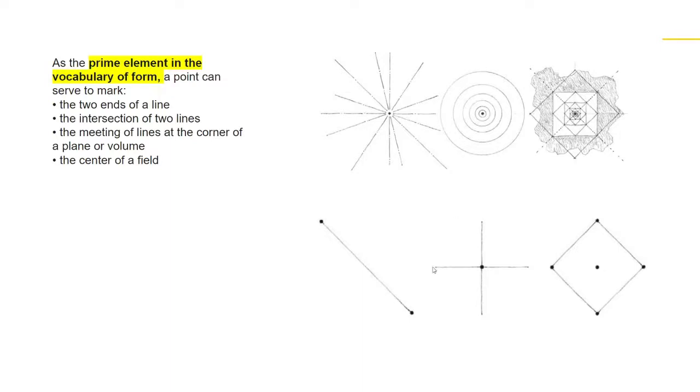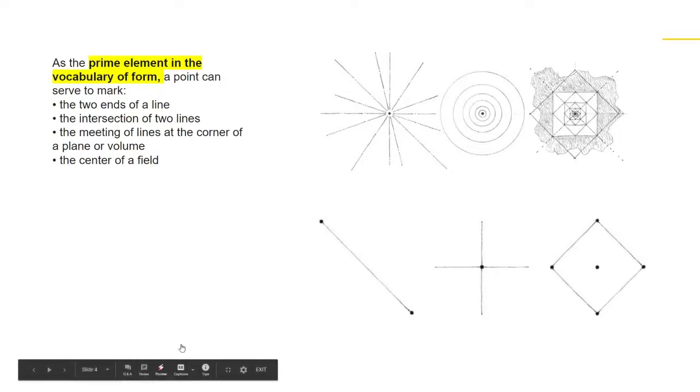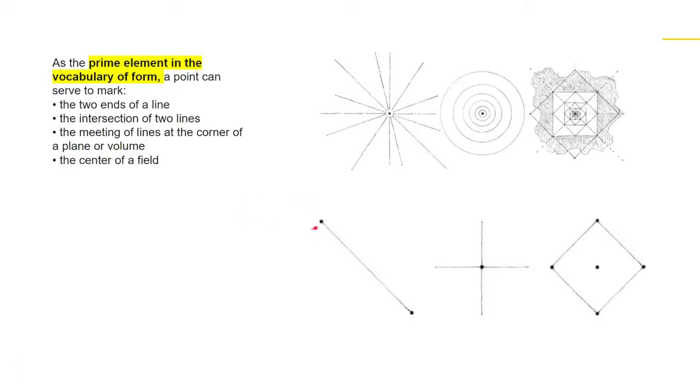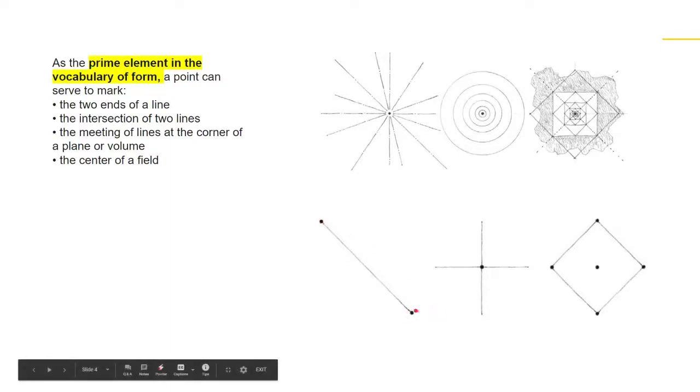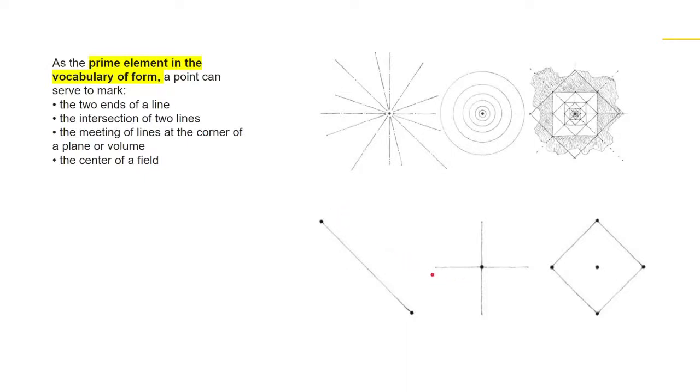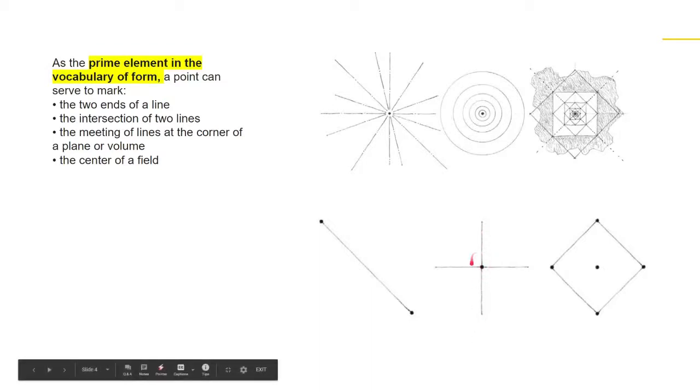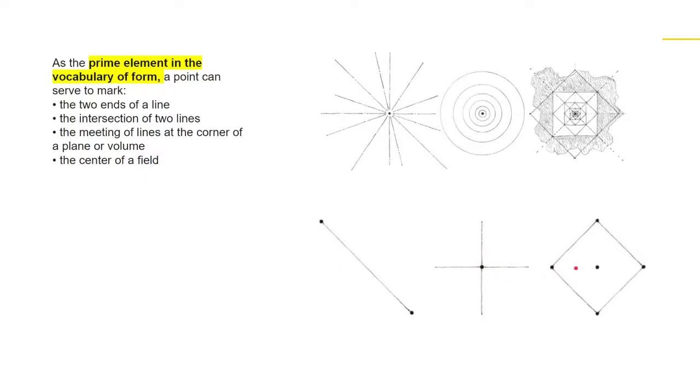In the next drawing, you have two points, so it ends the line. These are your endpoints, and this would be your central intersection point. You have your two lines, so this is your intersection, and then this is the meeting of lines at the corner of a plane or a volume.